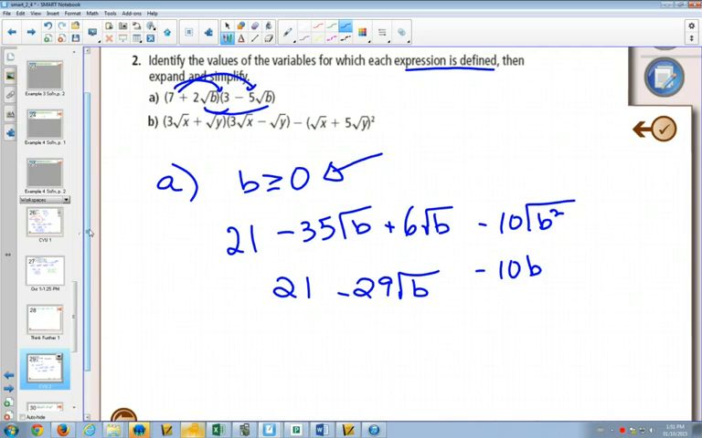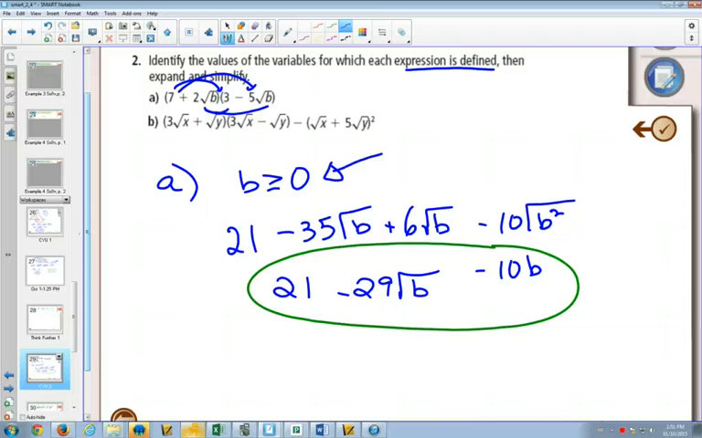And at this point, now we have no like terms. We've simplified all of our radicals, so we are done. That's it for that one. We've said where it's defined, and we've simplified it as much as possible. We've expanded it because there's no more brackets. And all three of these are not like terms. They're not like radicals, so they can't be put together.